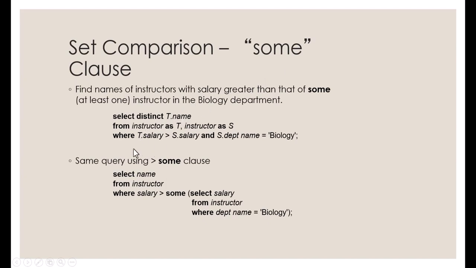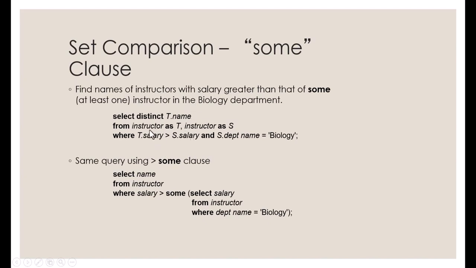So we have T.salary greater than S.salary. Who we're looking for makes more than S, some other instructor. Then here it should say that S.dept_name is biology, so S is working at the biology department. So T.name should be returned.